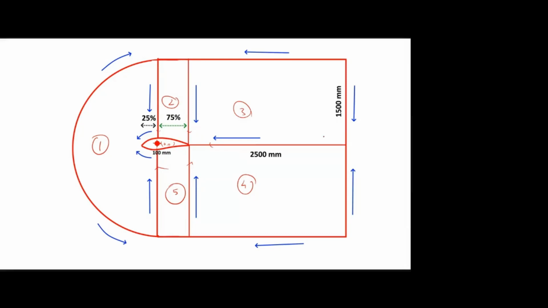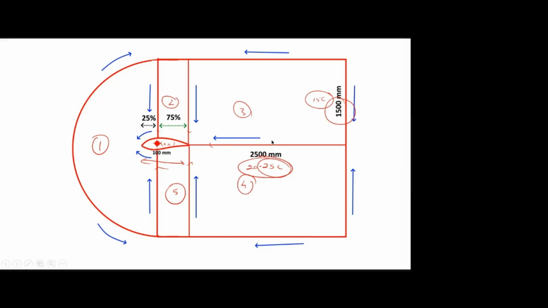And the domain size, vertically I am taking, for example, if this is 100 mm, then the vertical distance I am taking 15 times the chord. And this horizontal distance I am taking 25 times the chord. Mostly we will change it from 20 to 25 times the chord. Is it clear? Sorry, times the chord.